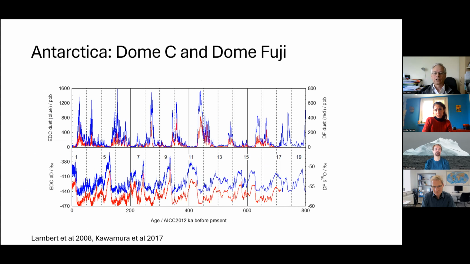So if we go to Antarctica, this is Dome C in blue and Dome Fuji in red. Again, we've got the isotopic record on the bottom to orient you, and the marine isotopic stages labeled there. And you can see what the dust is doing.